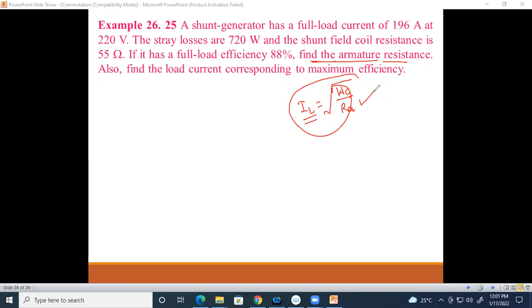Okay. All of you take this example for homework and try to solve. If you are not able to solve it, then I will solve it in the next lecture. Okay. In this way, we will conclude today's lecture and we will stop here.